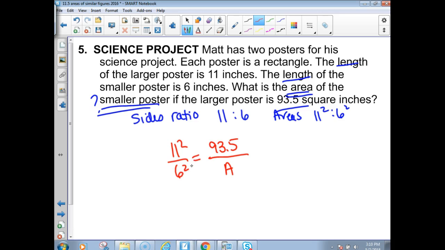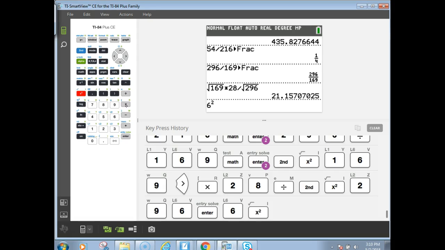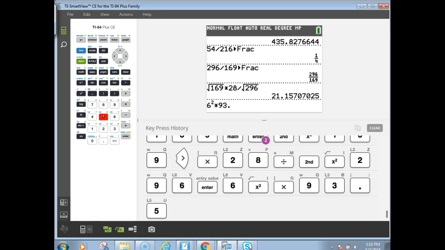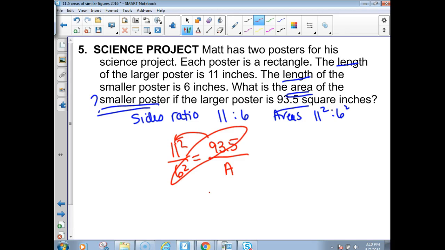So we're going to multiply across and divide. So we're going to go 6 squared times 93.5, or you can do 36, and then divide by 11 squared. Okay, we're expecting a number smaller, and so there it is. It should have been smaller. Typed it in right, 27.8. And that'll be in square inches.